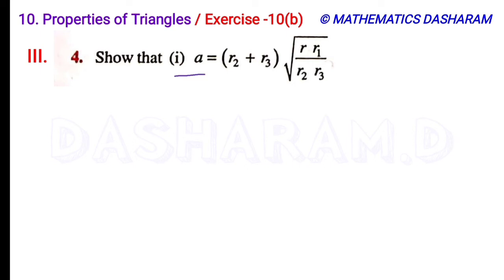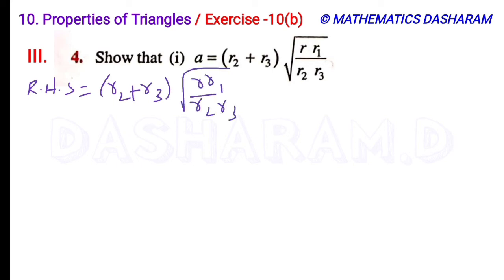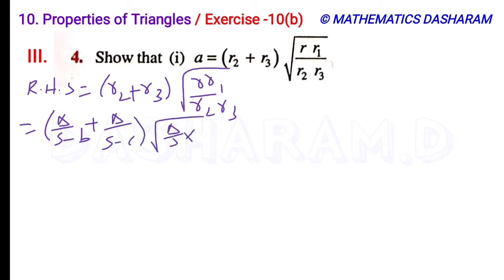First problem: show that a equals (r2 + r3) into under root of r r1 by r2 r3. So here I am taking the RHS. RHS equals (r2 + r3) under root r into r1 divided by r2 into r3. The r2 formula is delta divided by s minus b, the r3 formula is delta divided by s minus c, and under root r formula is delta into s. Here delta by (s - a) divided by delta by (s - b) into delta by (s - c).